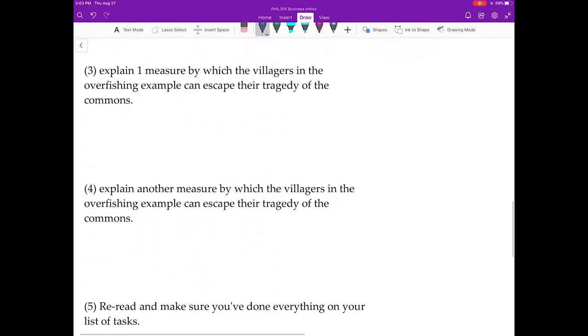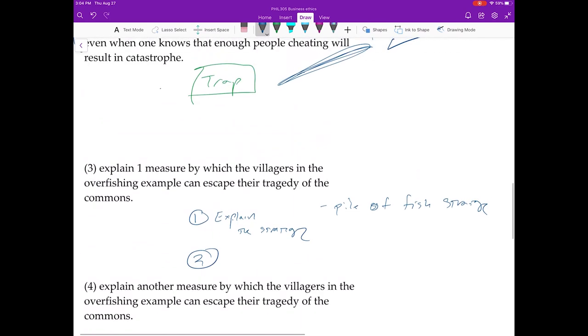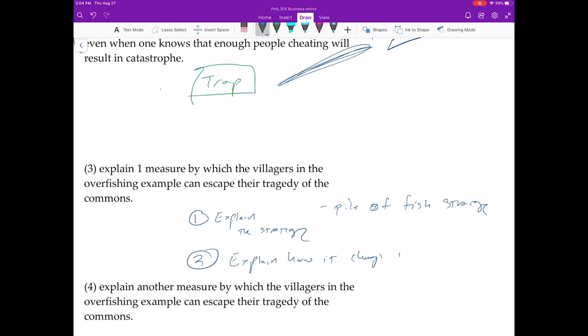Okay. Then once you've set all of that out, I want you to talk through two different ways you could get out of it. There are tons of different ways to do this, right? I've talked about it elsewhere, like the pile of fish strategy. For each of these, I want you to explain the strategy, the measure, and then I want you to explicitly go back and explain how it changes the payoff structure.